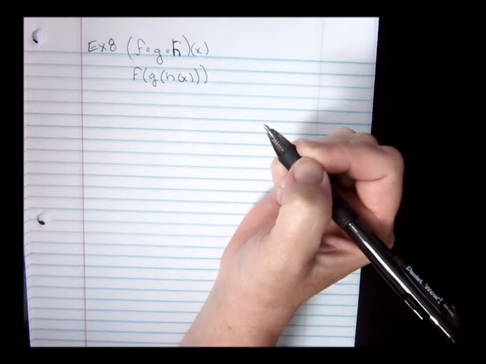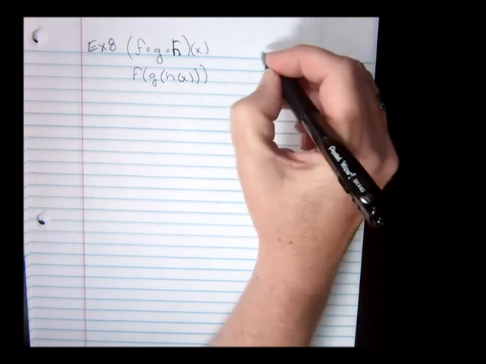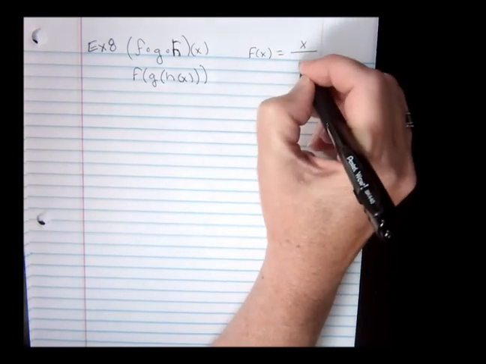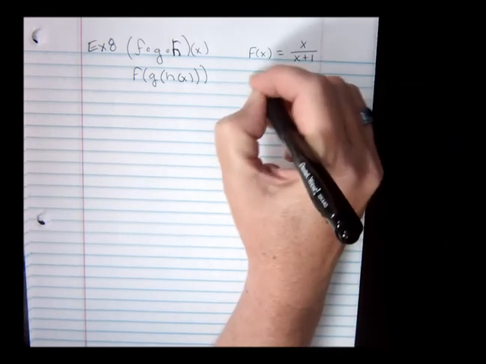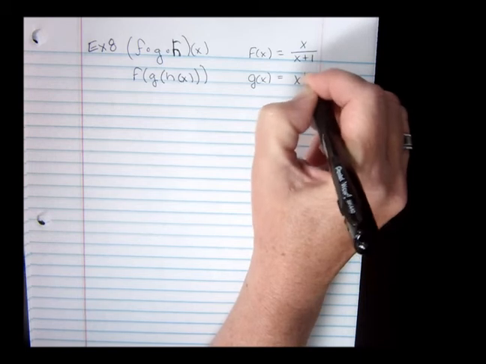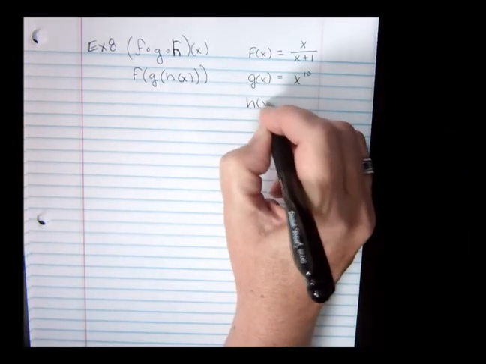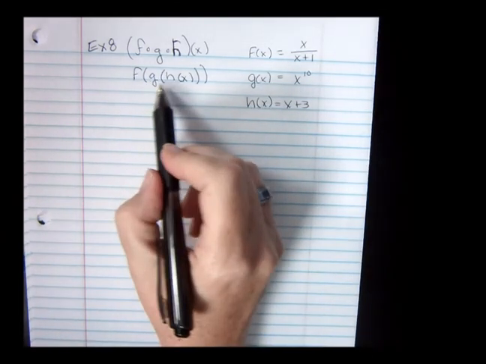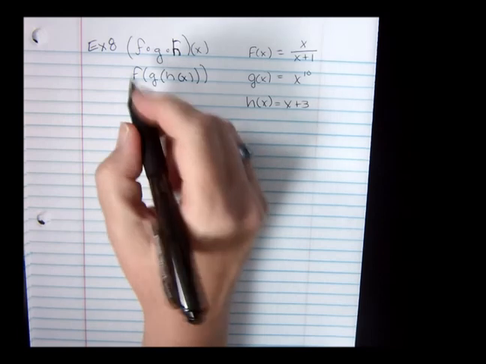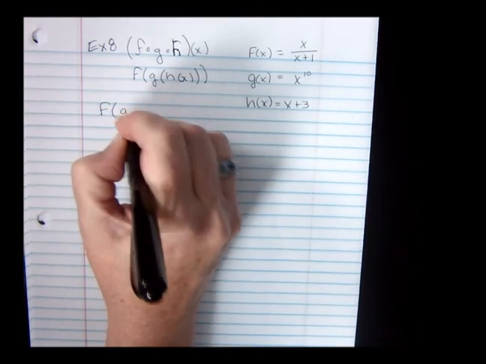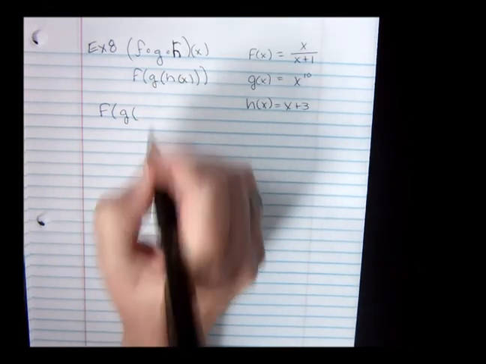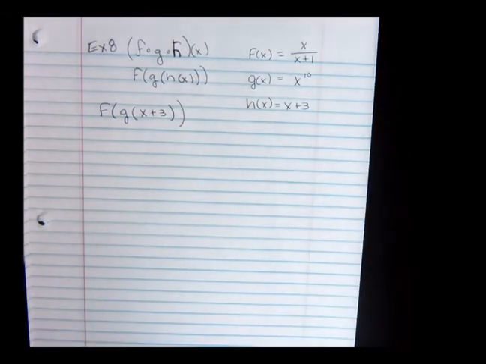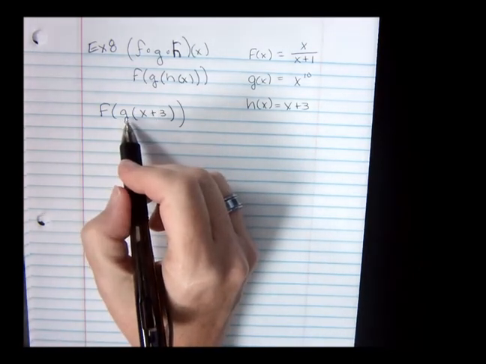Well, let's see what our f, g, and h functions are. We have f of x being x over x plus 1, g of x, x to the 10th, and h of x being x plus 3. All right, so I'm starting with g of h of x. So now I'm going to look at it like this. F of g, and instead of h of x here, I'm going to put what h of x is. Now I have to put that value into g to figure out what it's going to be.